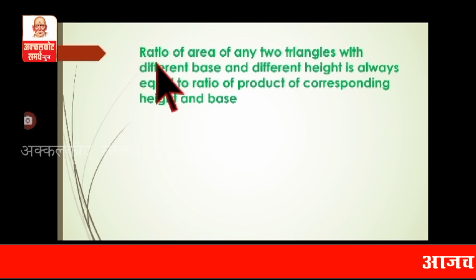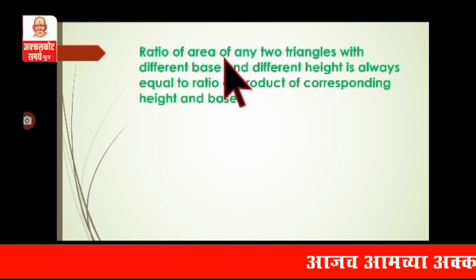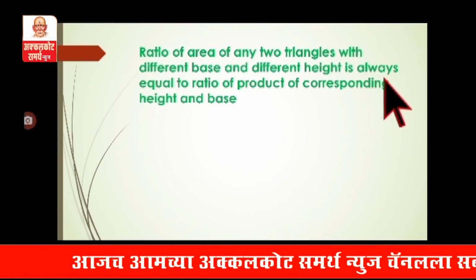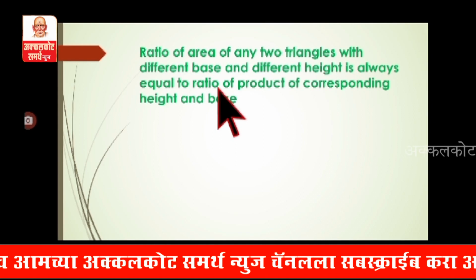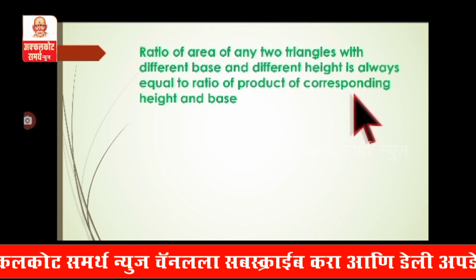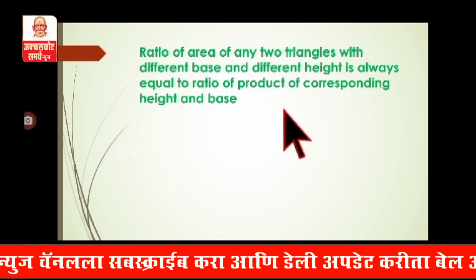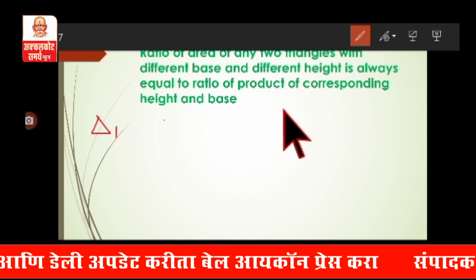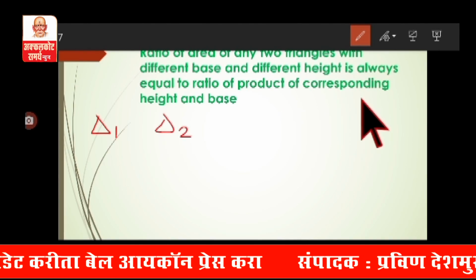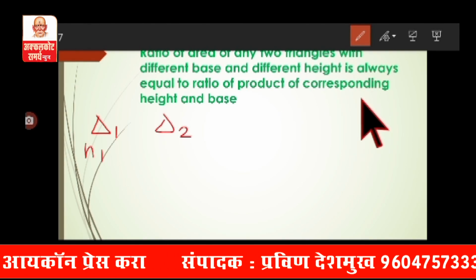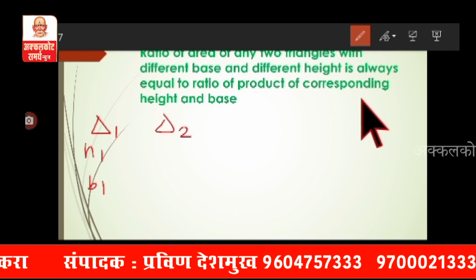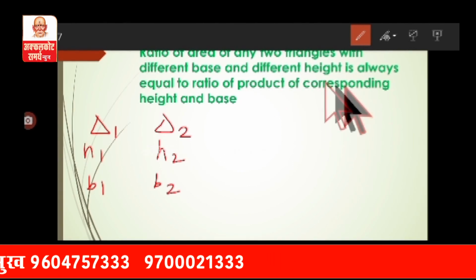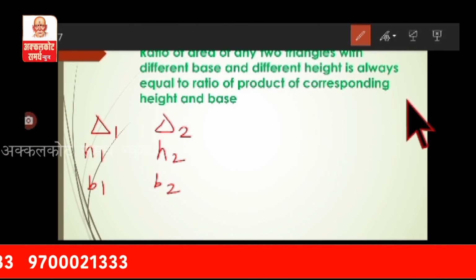Okay, so more clearly, if I want to write here the statement, what is this first property we have seen? Ratio of areas of any two triangles with different base and different height is always equal to ratio of product of their corresponding height and base. Okay, and more clearly, suppose there is a triangle 1 and triangle 2. Triangle 1 has height h1 and base b1, and triangle 2 has height h2 and base b2. Then according to the above statement, how will we get the relation here?